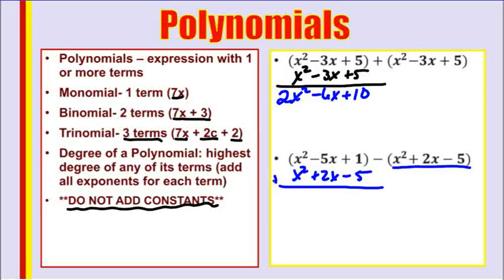Add like terms. 1 minus 5 is a minus 4. Negative 5x plus 2x is a minus 3x. 1x squared plus 1x squared is 2x squared.